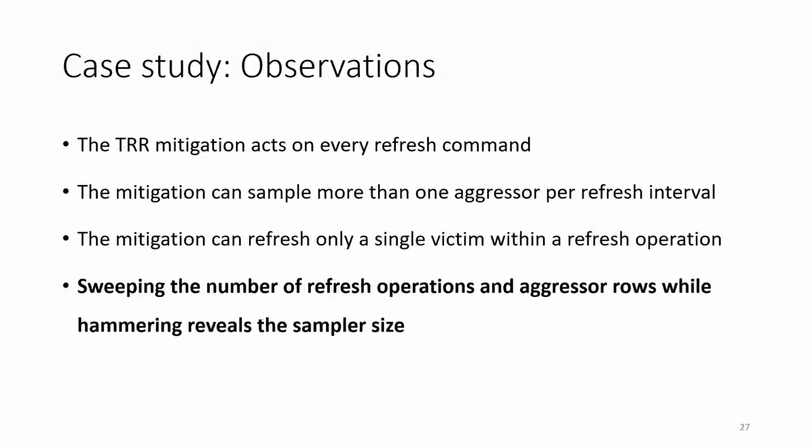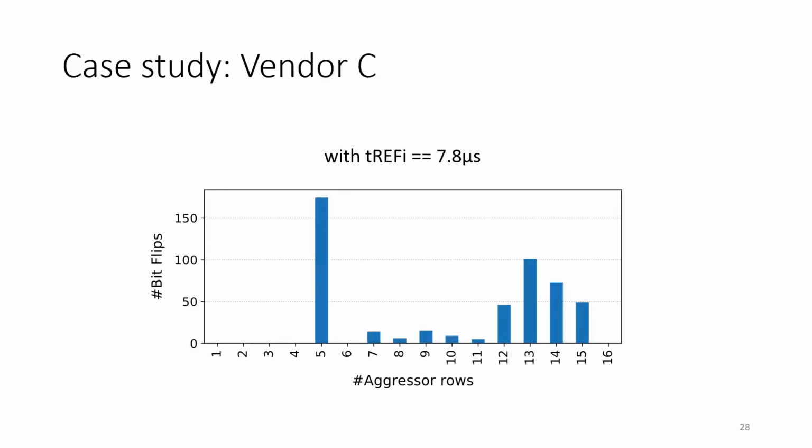The last observation is that sweeping the number of refresh operations and the number of aggressor rows while hammering reveals the sampler size. To confirm this theory, we carry out a test on softMC, hammering a variable number of rows. We pick n aggressor rows and we perform a series of activations. Refresh commands are issued in such a way as to respect a refresh interval of 64 milliseconds, meaning that we issue a refresh command every 7.8 microseconds.